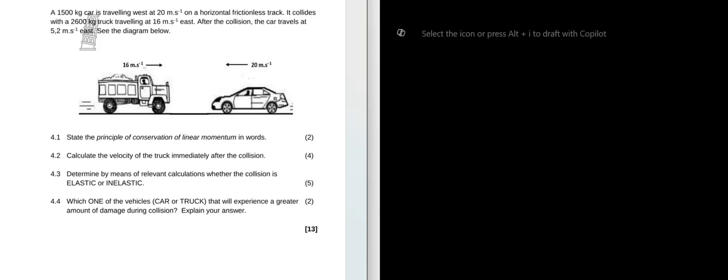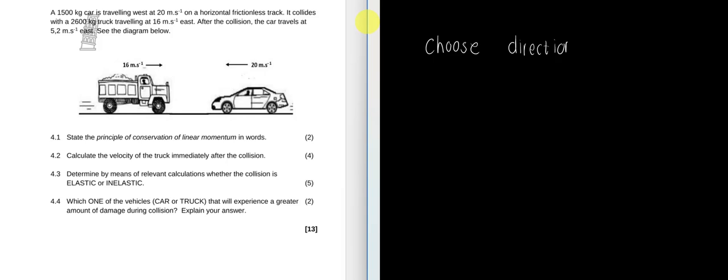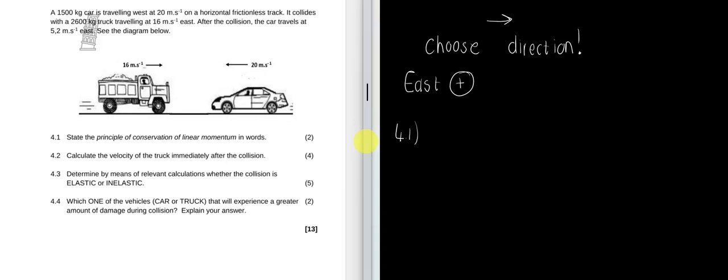See the diagram below. Guys, so before we answer any question, what is always your first step in this type of momentum problems? Choose direction. Yes. So they didn't state for me which side is positive. So you must always choose your direction before you can continue. It's very important. So for me, I always like to take east as your positive direction because it's that way. Okay. So we take east as your positive direction, and now we can start to do the first question, 4.1.